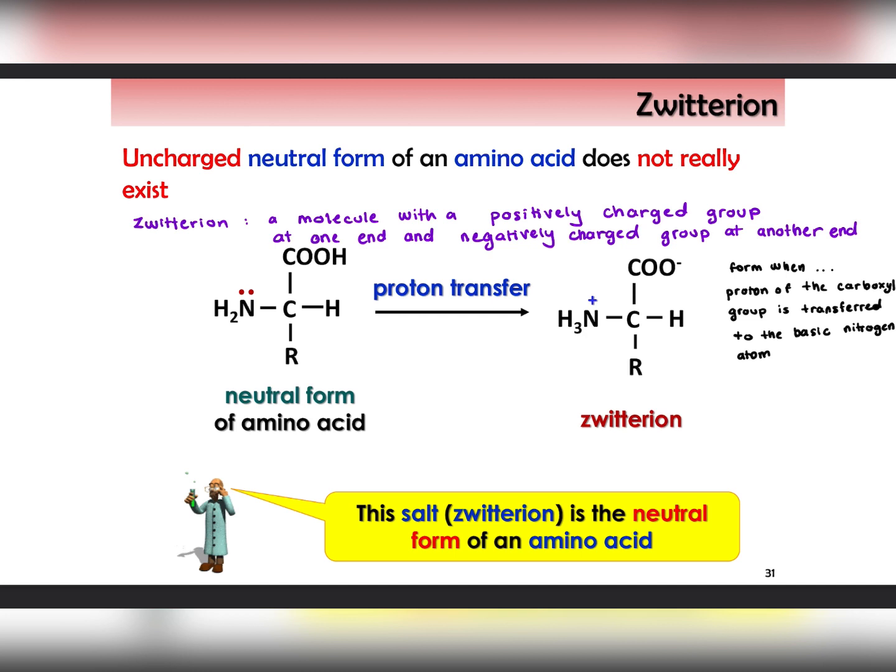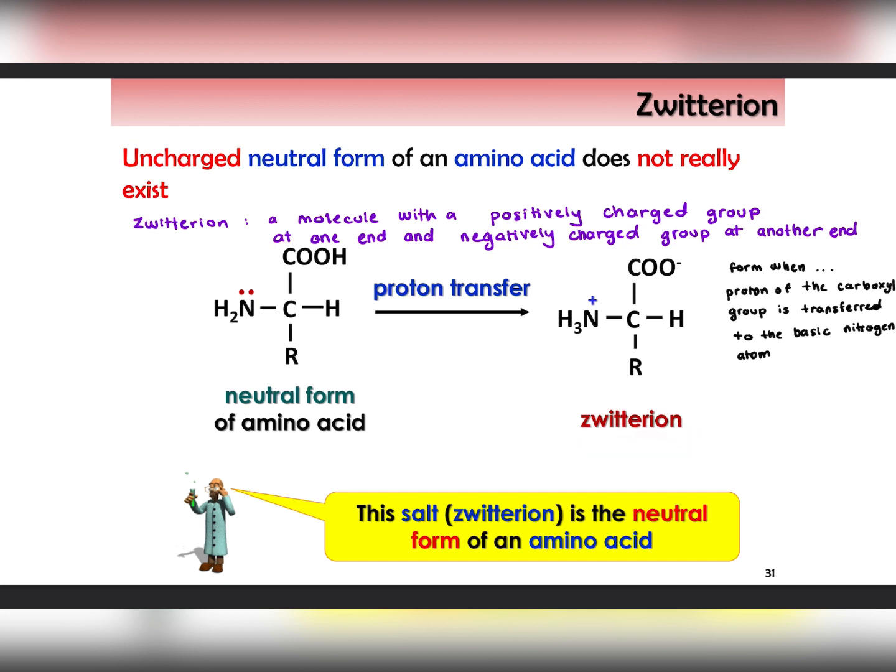Okay, so zeta ion, it is a molecule with positively charged group at one end and also negatively charged group at another end. So macam mana tu? And for your information, untuk amino acid to exist dalam keadaan neutral, it does not really possible lah, because this part adalah carboxylic acid. This COOH dia bersifat acidic, and this part dia bersifat basic. Okay, so dia akan ada reaction between these two. So dia lebih stable untuk exist sebagai zeta ion.